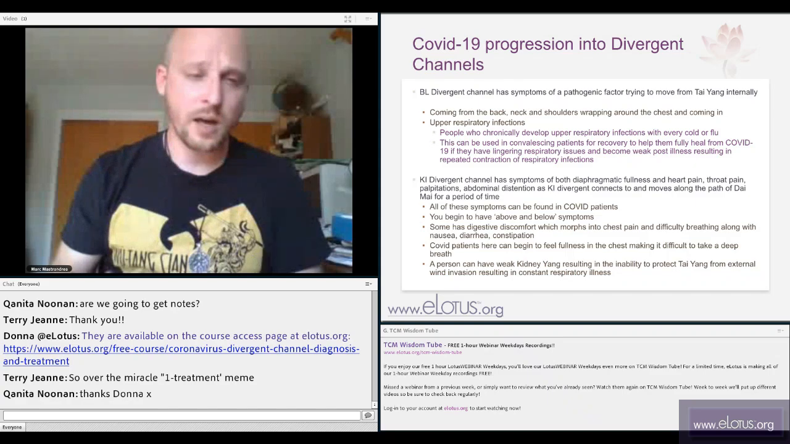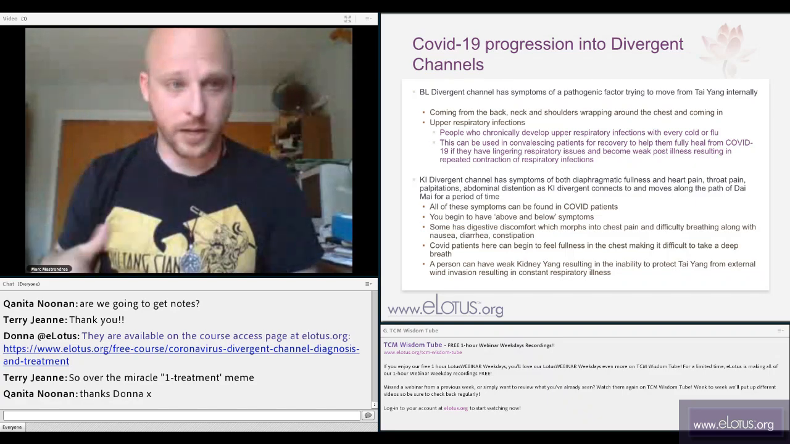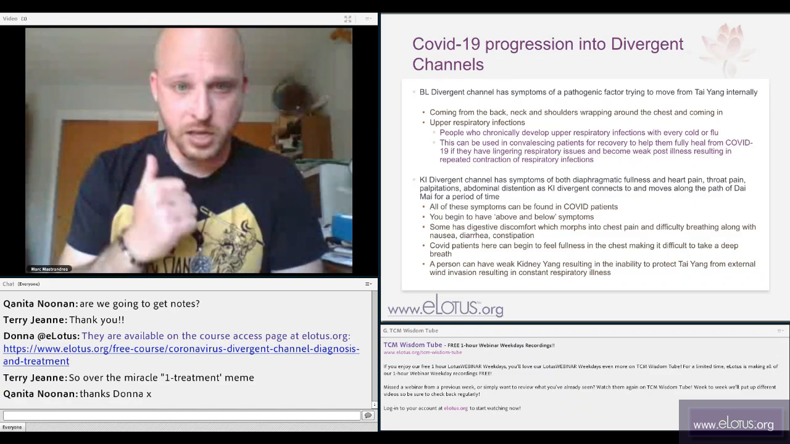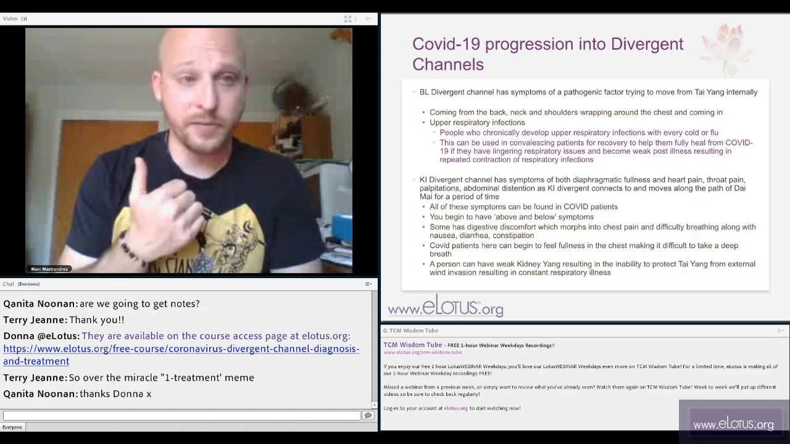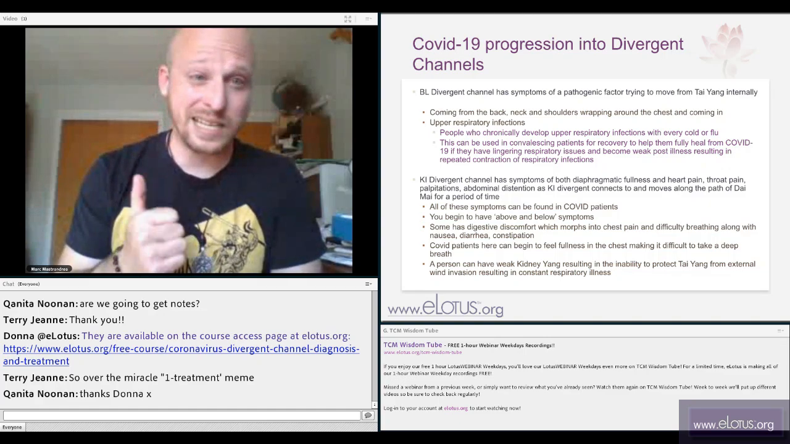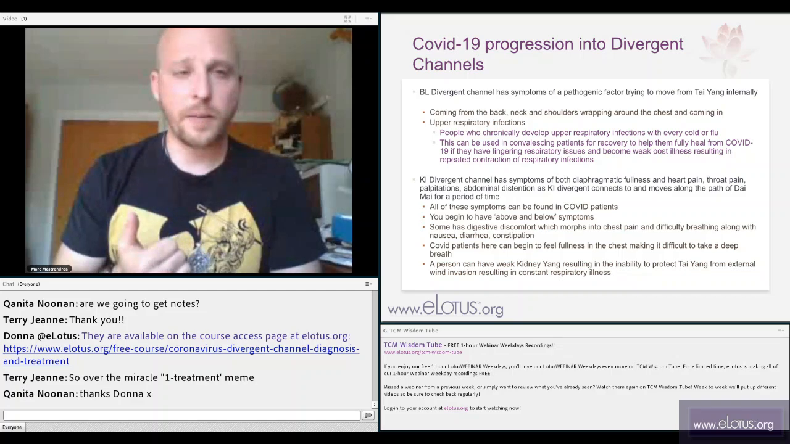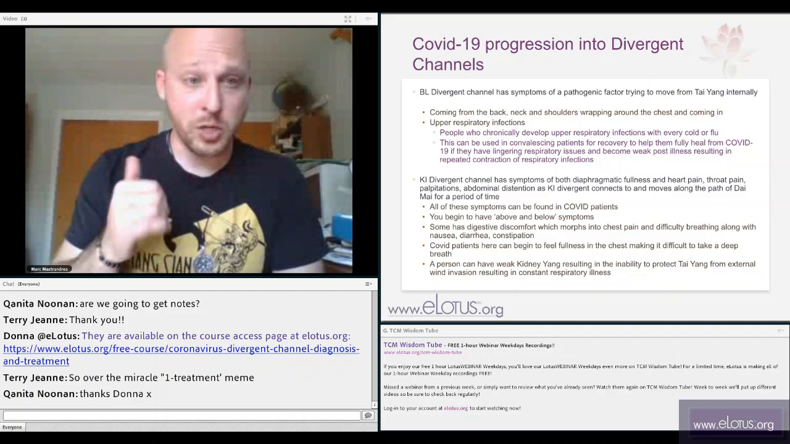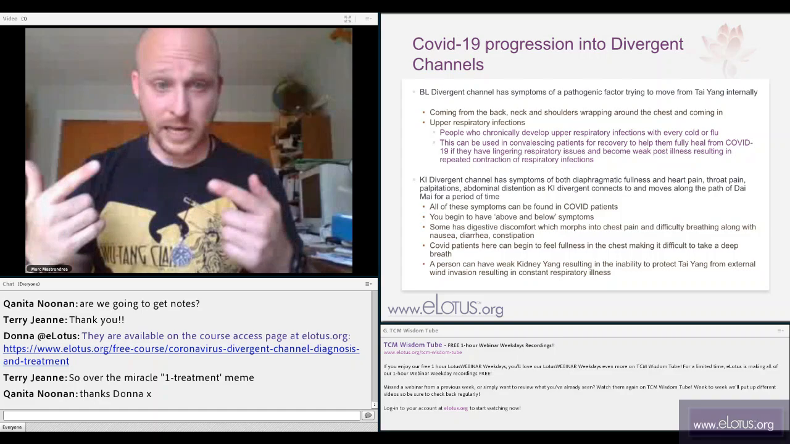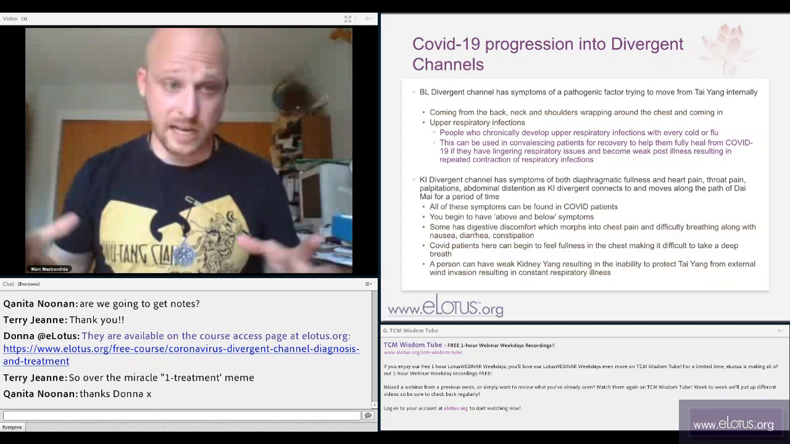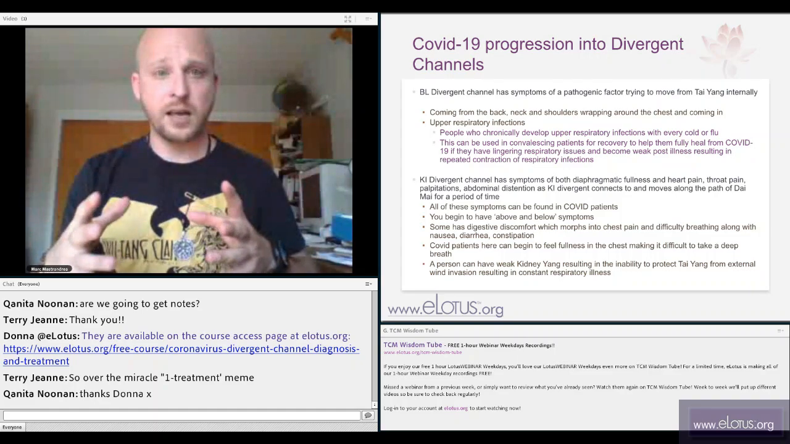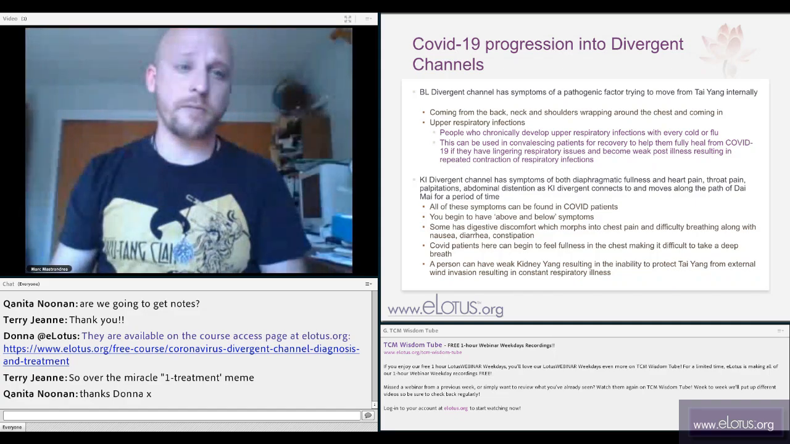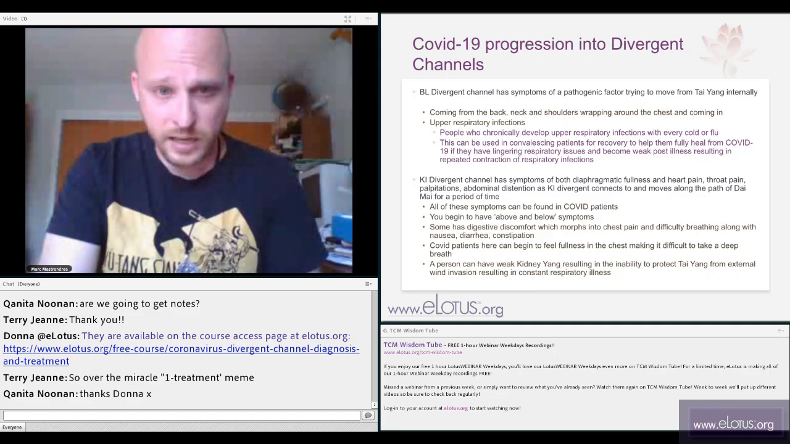They tend to be very weak. Every time they get a cold, it immediately becomes an upper respiratory tract infection. This is going to be very important for people who are convalescing with COVID later on, not really in the acute stage. You're not going to use bladder, not so much. You would use this as a person is recovering and convalescing to help strengthen back and consolidate Jing, strengthen Kidney Yang, and push out any remnants of COVID in their body.